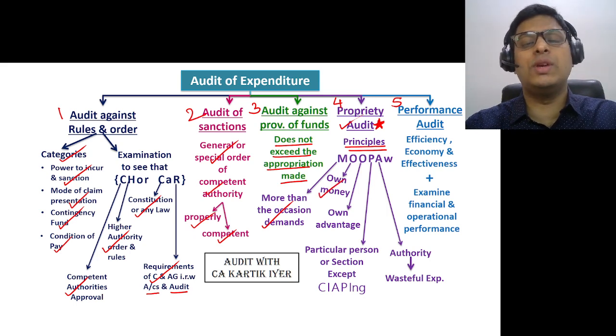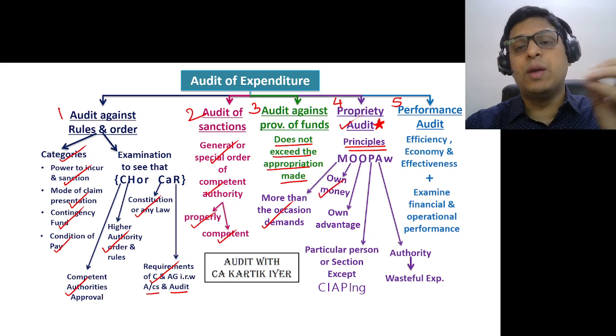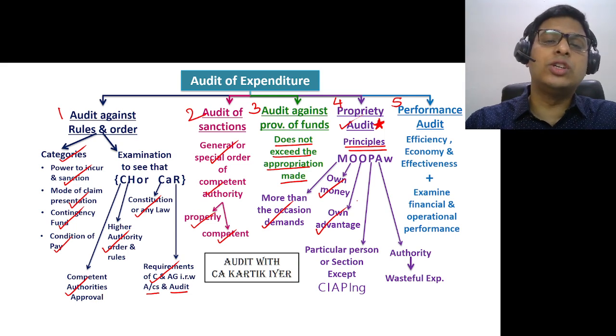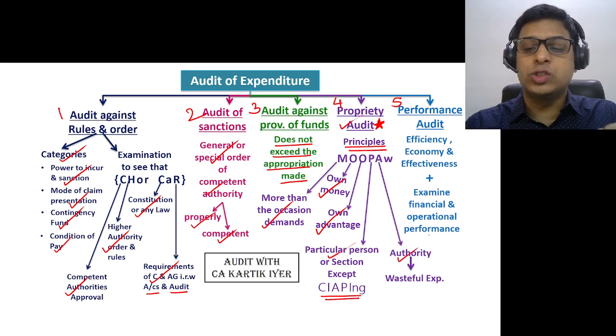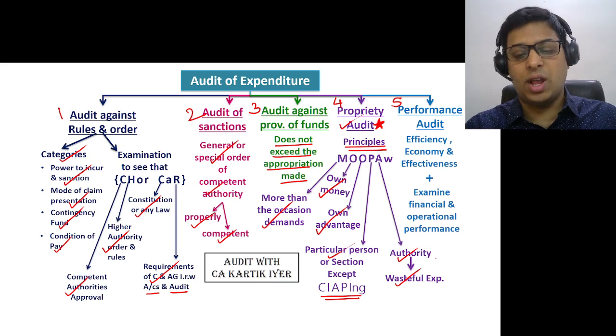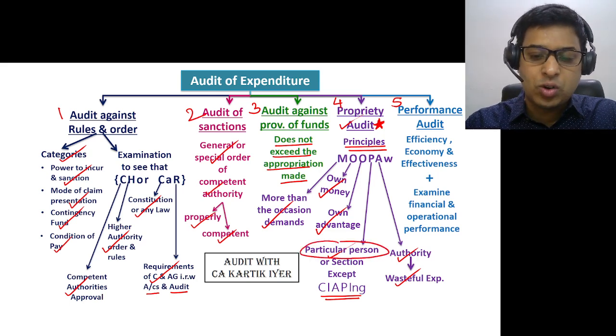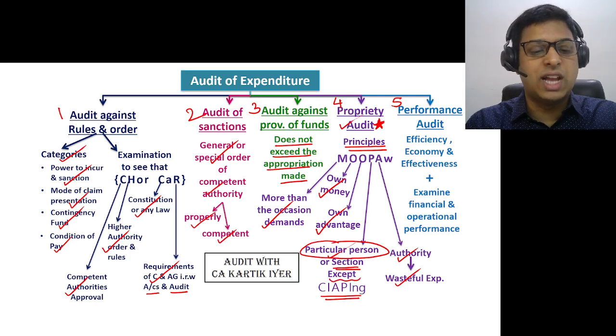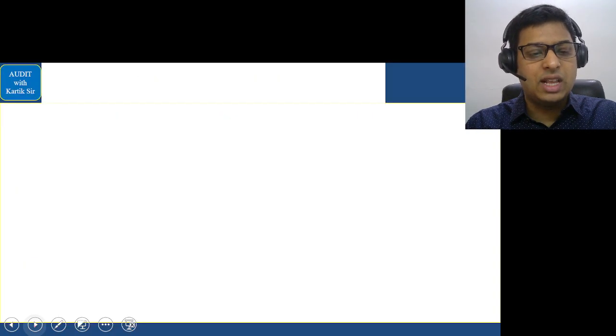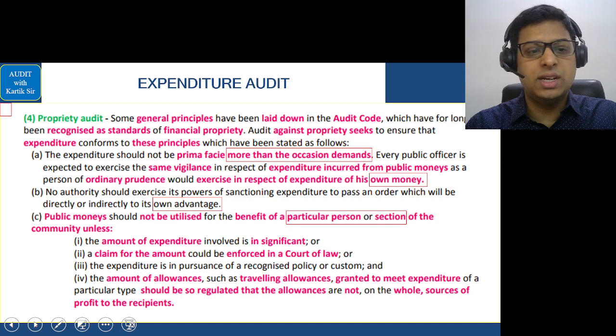It should not be for any of the government employees' advantage. It should not be for the benefit of any particular person, except in the case of CIAPing, which I'll show you in just some time. After that, the authority should ensure that wasteful expenditure is not done. Okay, sir, what is this particular person or section of the community? It should not be used for that, and then they're given the exception. Why is that? Because here you can see that there is a point which I'll just show you once again. You can see here.